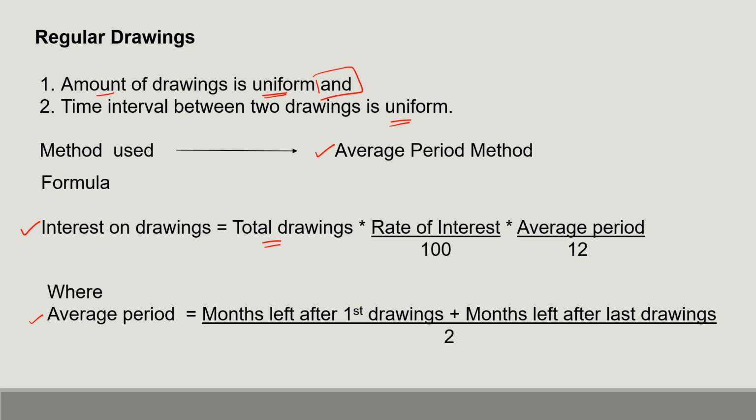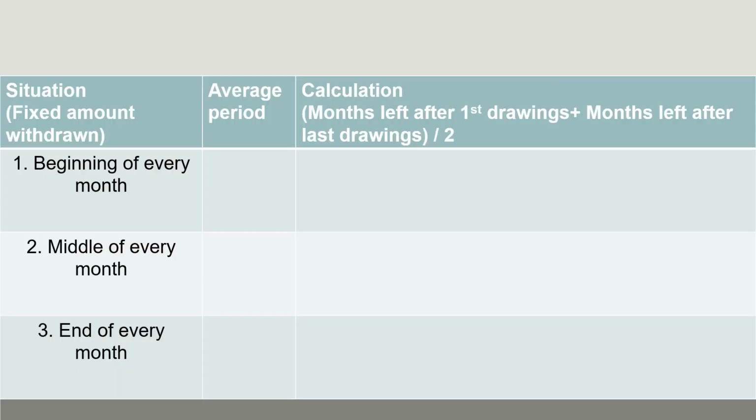Now moving further, we will compute the average period in the different situations when a fixed amount is withdrawn at different intervals. Now you know that the financial year starts from April and ends in March. So we will take the different situations when the fixed amount is withdrawn at the beginning of every month, middle of every month, end of every month, and then we'll calculate the average period for the same. And how that is done, I will be explaining it to you here.